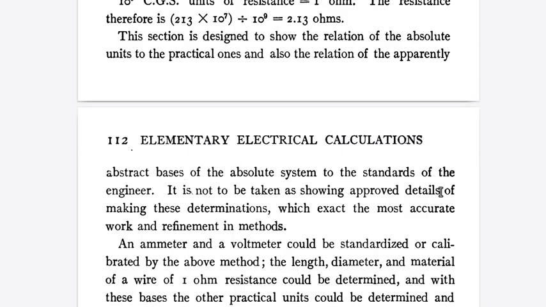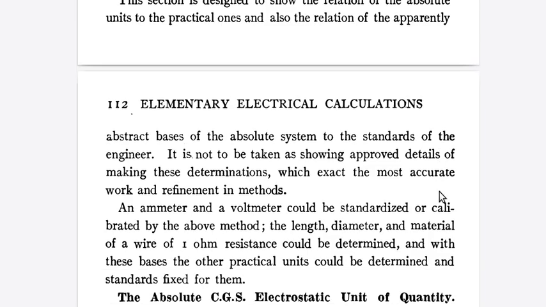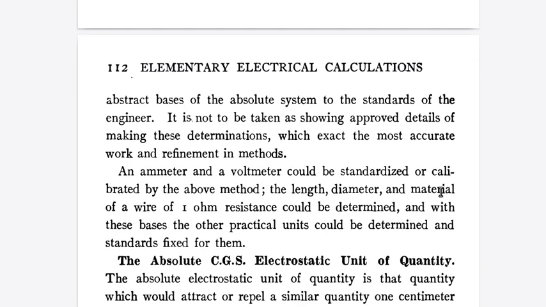This section is designed to show the relation of the absolute units to the practical ones, and also the relation of the apparently abstract bases of the absolute system to the standards of the engineer. It is not to be taken as showing approved details of making these determinations, which exact the most accurate work and refinement in methods. An ammeter and a voltmeter could be standardized or calibrated by the above method. The length, diameter, and material of a wire of 1 ohm resistance could be determined, and with these bases, the other practical units could be determined and standards fixed for them.